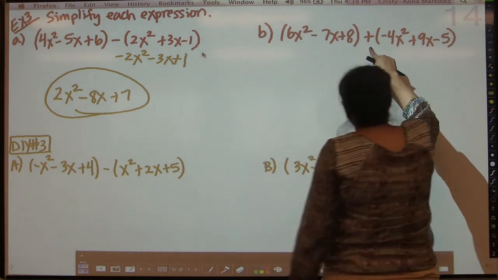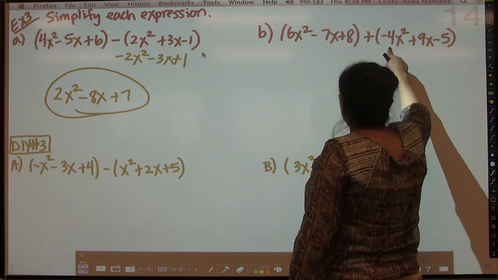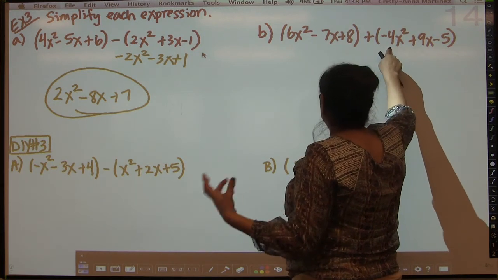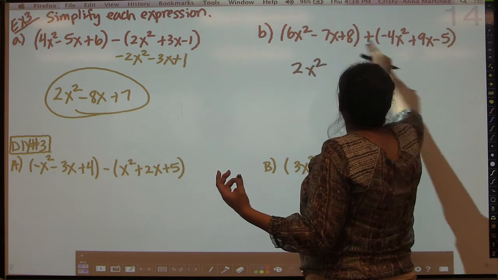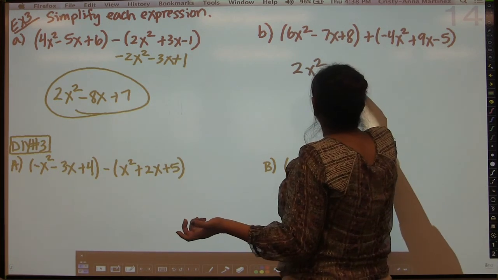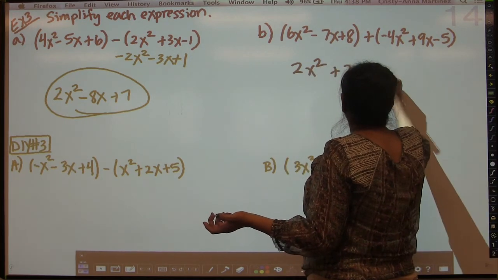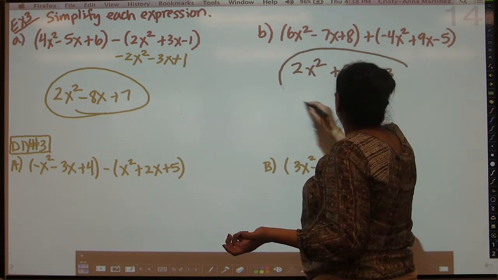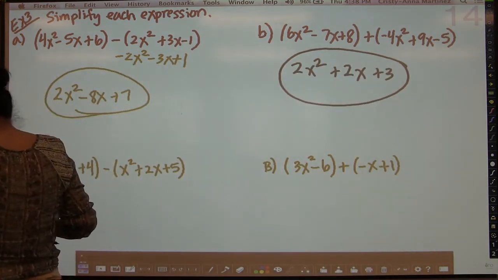Over here we have addition, so we don't have to distribute addition, but we've got 6x squared and negative 4x squared. We're adding them together. So 6 minus 4 is actually 2. Negative 7x and a positive 9x is going to be 9 minus 7, which is 2. And then 8 and negative 5 is going to give you 3. So 2x squared plus 2x plus 3 will be our final answer for that one.